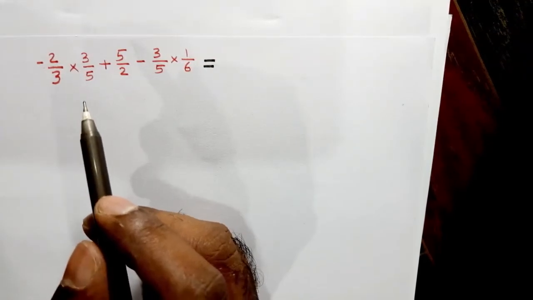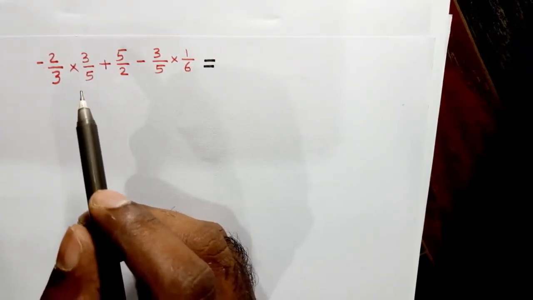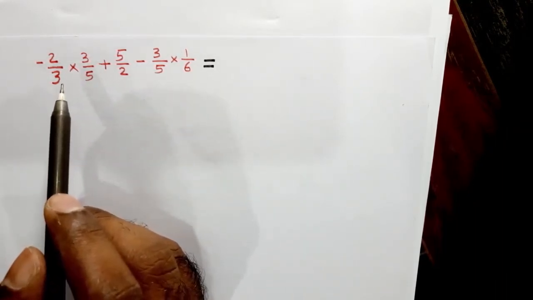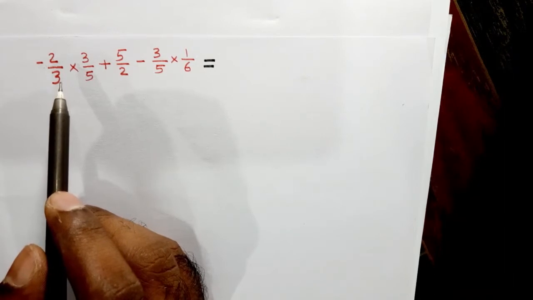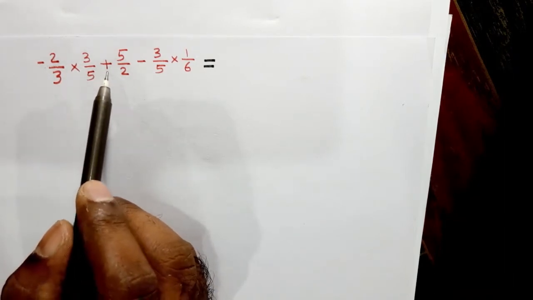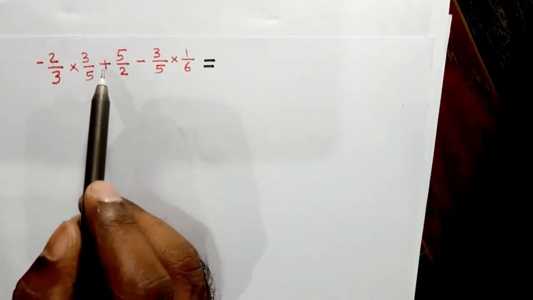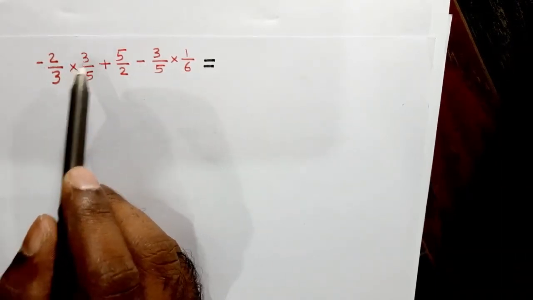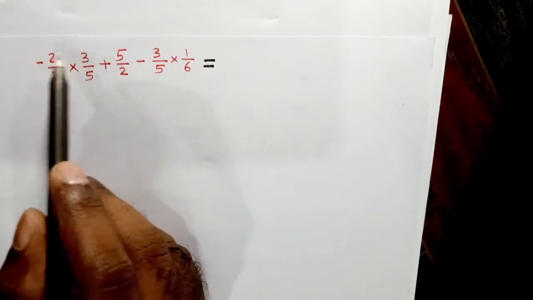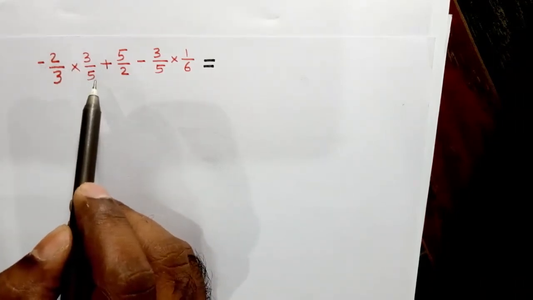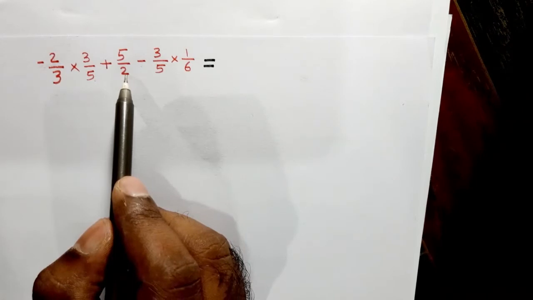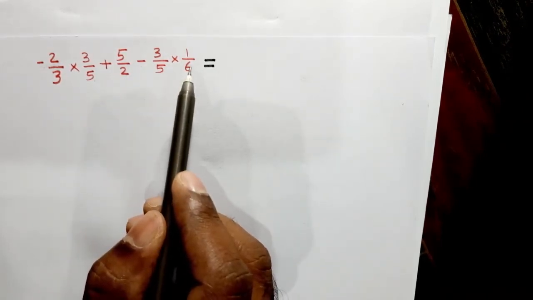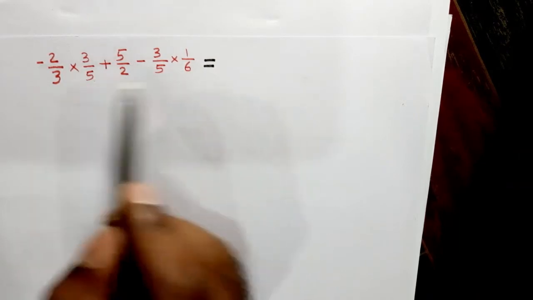Now we can identify our question. In our question, how many terms are there? Actually, there are 3 terms only. How to count the number of terms? By looking at the addition or subtraction symbol. Here is the addition symbol, here is the subtraction symbol. This is multiplication. So all of minus 2 by 3 into 3 by 5 is the first term, and 5 by 2 is the second term. Minus 3 by 5 into 1 by 6 is the third term. In such a way we can identify there are 3 terms.